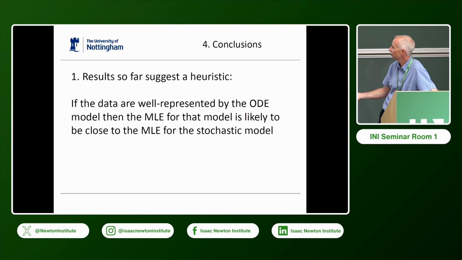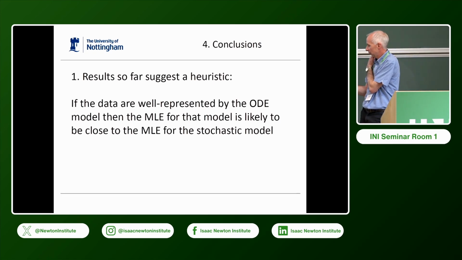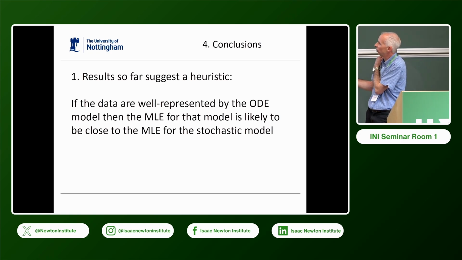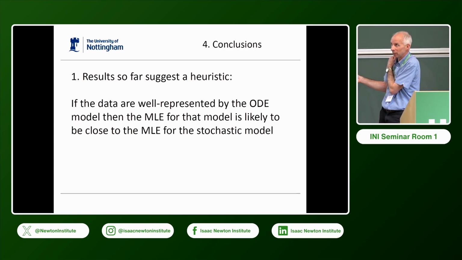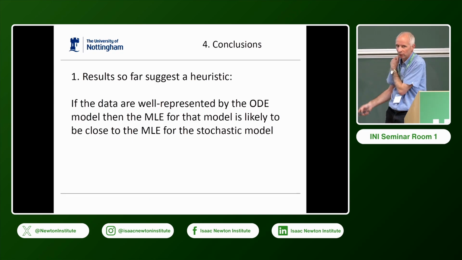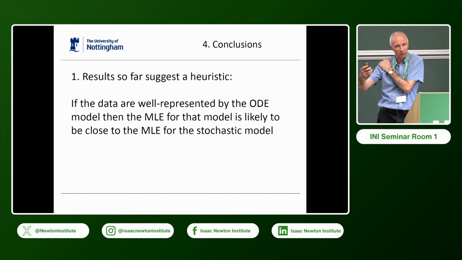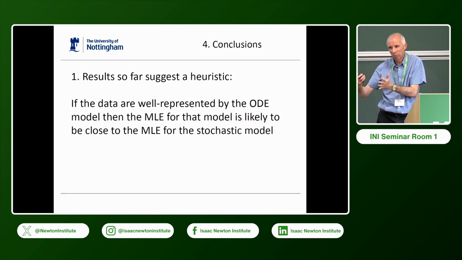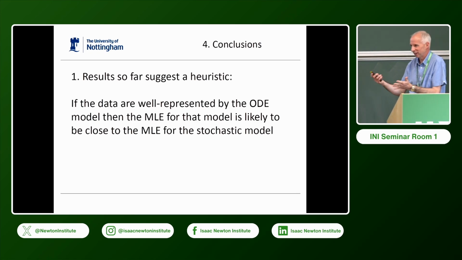Okay, conclusions. So I suppose the main thing that is maybe of interest is that it suggests that there might be some heuristic out there, which obviously is an enormous amount more work, which is this: if your data are well represented by an ODE model, then maybe fitting that with this sort of Poissonized noise might give you a pretty good approximation to what you would get if you fitted the stochastic model.